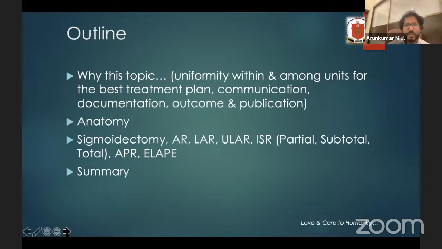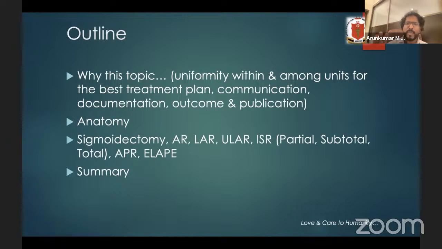See, there are so many issues. One is there should be some uniformity within a surgical unit regarding the treatment and terminology of all these cancers and what we do with it. And among different units, there should be some consensus because we are talking the same, apple versus apple, oranges versus oranges. And this uniformity of terminology and staging will give the best treatment plan for the given patient.